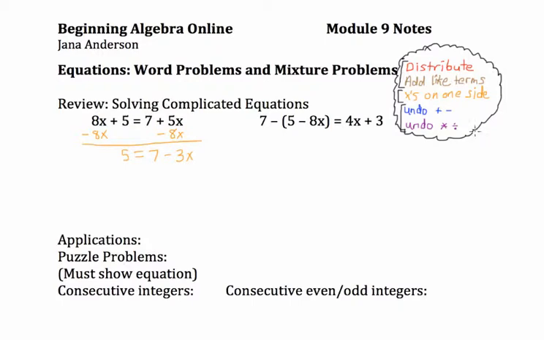Now you go to the side that has the x on it and undo what's been done to the x. So I start on this right side and I subtract 7 from both sides. Seven minus 7 is gone, so I have negative 3x. And then my last step is to undo this multiplication. Undo multiplying by negative 3. To undo multiplying by negative 3, I divide by negative 3. Negative 2 divided by negative 3 is a positive 2/3.